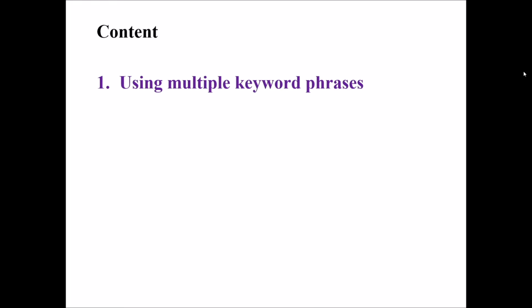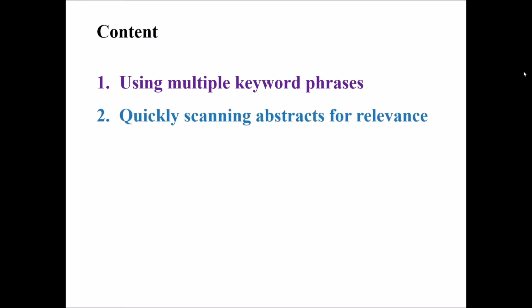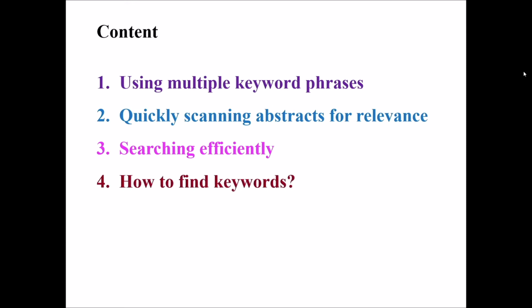First, the situation in which you have multiple keyword phrases. Then, how to quickly scan abstracts for their relevance, especially long lists of abstracts. Thereafter, how to search efficiently. Finally, how to find keywords.